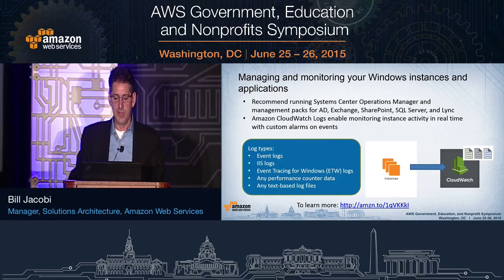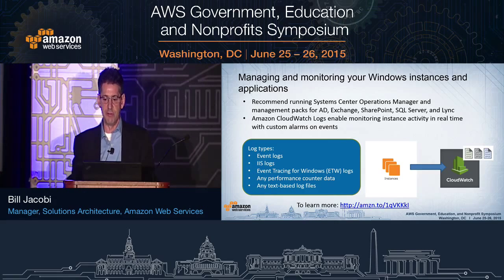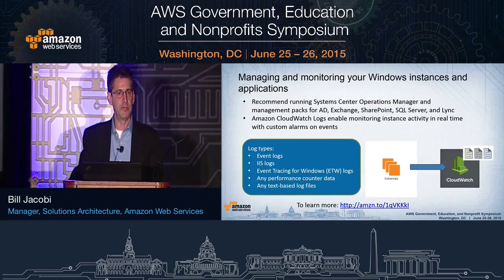In addition, Amazon has a capability called CloudWatch Logs, and CloudWatch Logs enable you to monitor instance activity in real time. So these are all the things that you would probably naturally expect: CPU utilization, network in and out, reads and writes to storage. And Amazon CloudWatch Logs enable you to capture information about your instances that are running. But in addition, CloudWatch Logs enable you to capture custom logs.